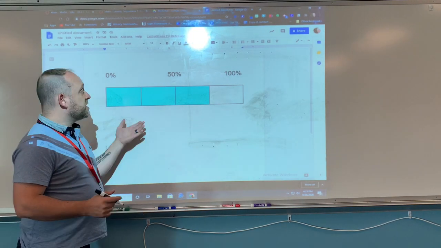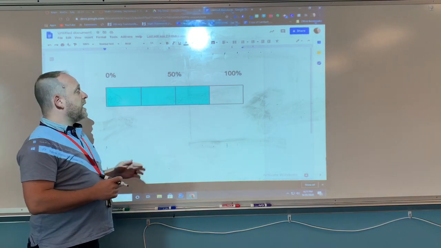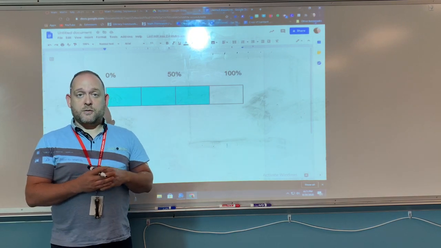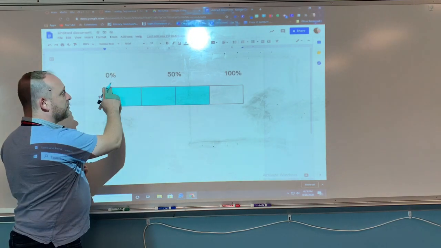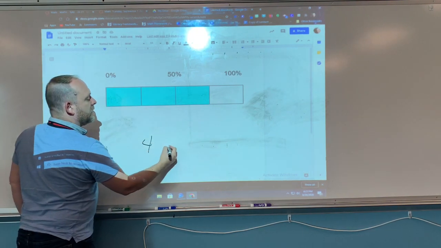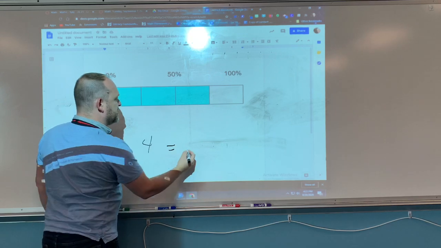All right, so this question looks a little bit different. When I only have 4 pieces, how can I get a percentage? Well, we're gonna work that out. So I do have 4 pieces here, and what I wanna get to is 100 equal pieces.